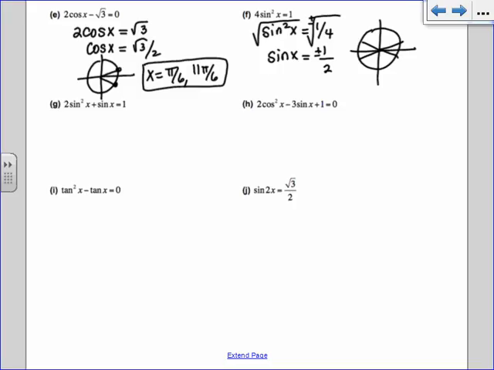Yeah, as long as you did the 2, right? So she asked, could you take the square root first and have 2 sine of x equals plus or minus 1? That's fine. Just don't forget to take the square root of the number as well. So we get pi over 6, 5 pi over 6, 7 pi over 6, and 11 pi over 6.